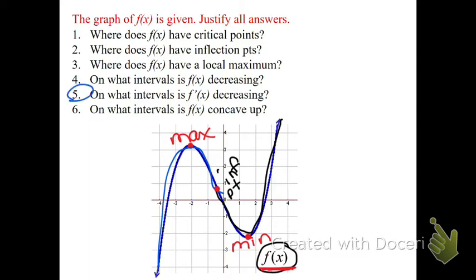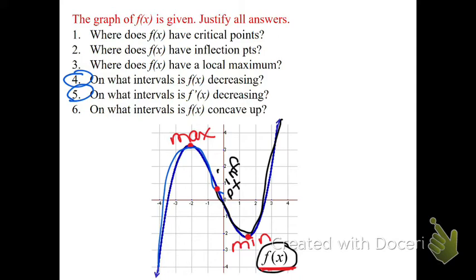Okay, don't confuse number 4 and number 5. Number 4, f of x decreasing, is just downhill. That's this stuff here in the middle. That's f of x decreasing. But f prime decreasing, that's not the same thing at all. F prime decreasing. Decreasing is a first derivative word.